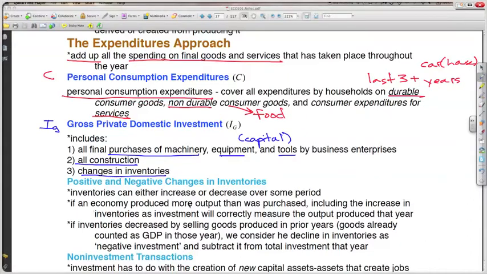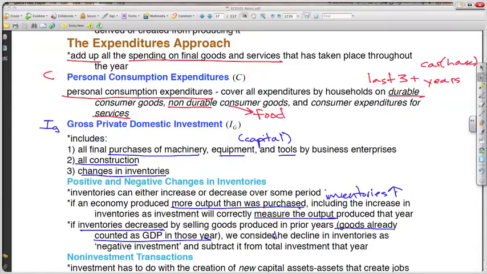So if an economy produced more output than was purchased, including the increase in inventories as investment will correctly measure the output produced that year. So if the economy produced more output than was purchased, then we're going to measure the output produced, that additional output. But if inventories decrease by selling goods produced in prior years, those goods would have already been counted as GDP in the year that output was greater than the amount purchased. Right? This is when inventories are increasing. And then down here, our inventories are decreasing.